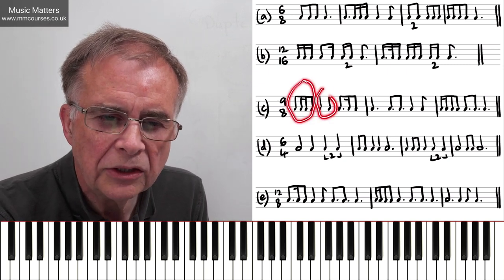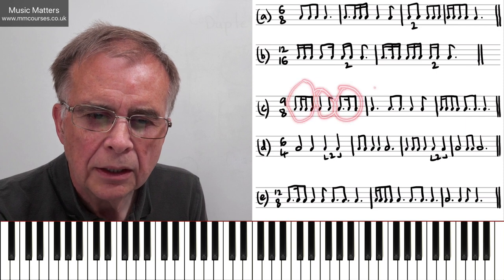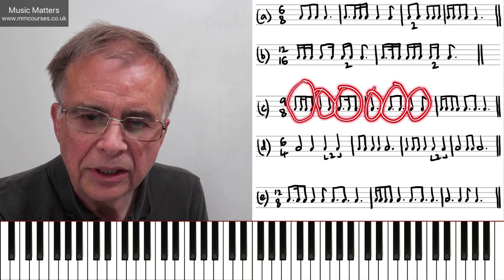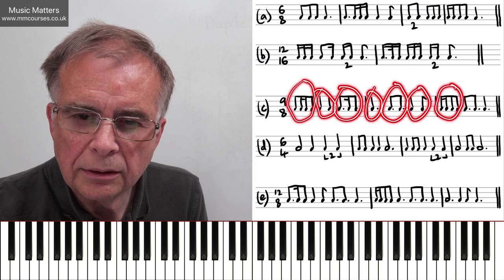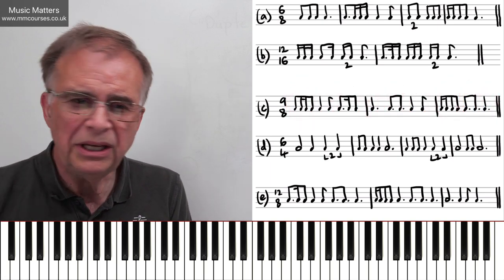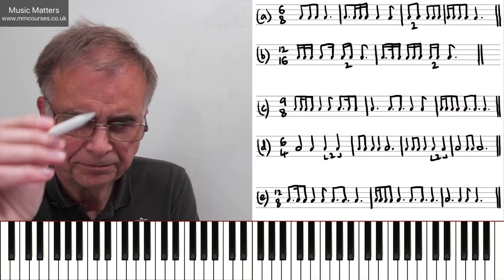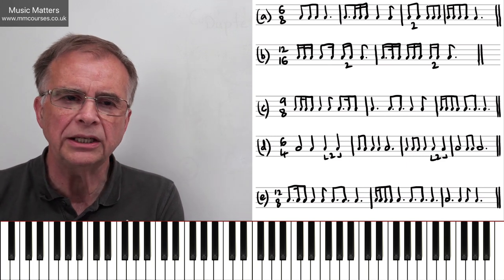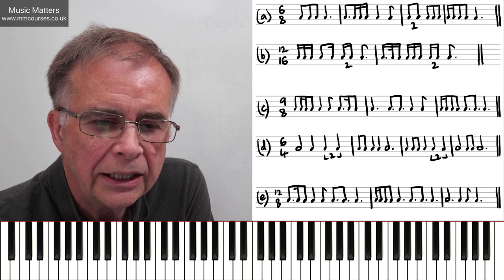Beat 1, beat 2, beat 3. Beat 1, beat 2 with the written out duplets. Beat 3, beat 1, beat 2, written out duplets. Beat 3. So the beaming is such a big clue there, isn't it? So 9-8, we've got 9 quavers or 9 eighth notes in each bar, in each measure.